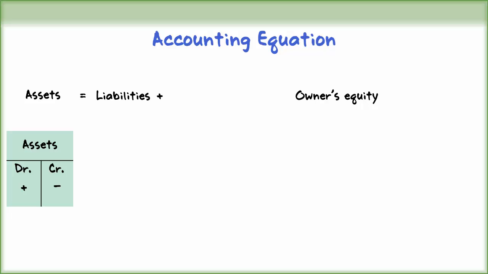Assets are the resources of a business. Assets have a normal debit balance, increase with a debit, and decrease with a credit. Liabilities are the legal debts or claims of a business against its assets. Liabilities have a normal credit balance, increase with a credit, and decrease with a debit.